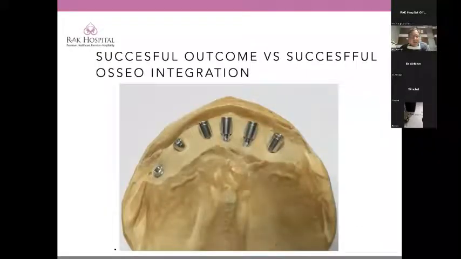Again, one more model, see where the implants are. There's no way that you can angulate and correct this prosthetically. So we don't want implants like this.